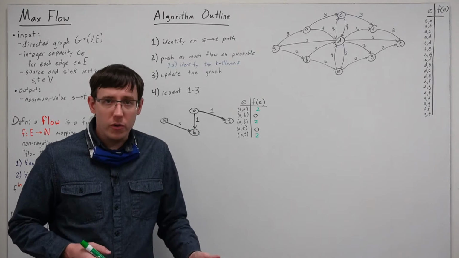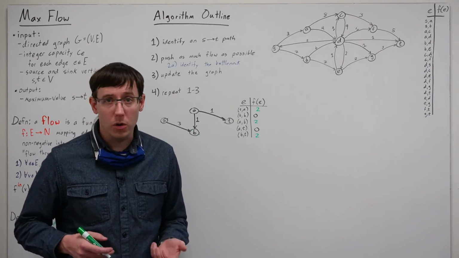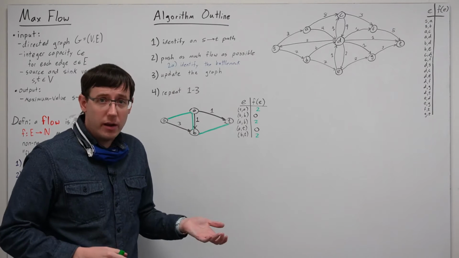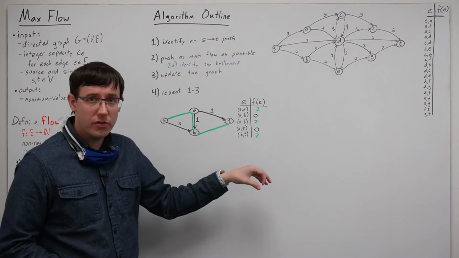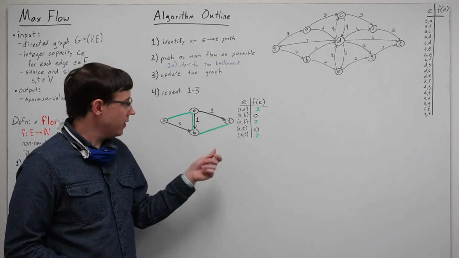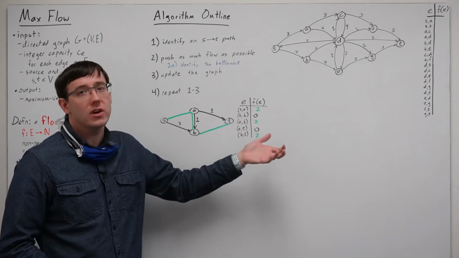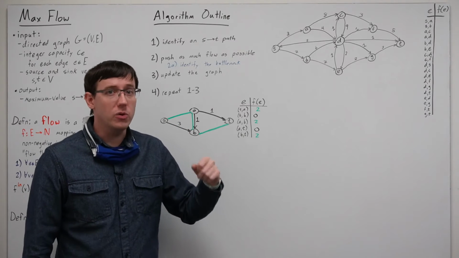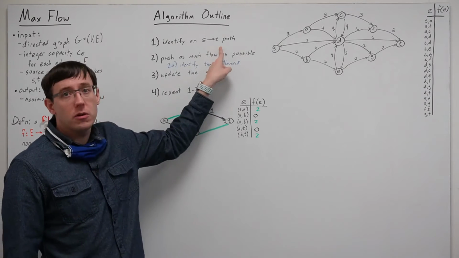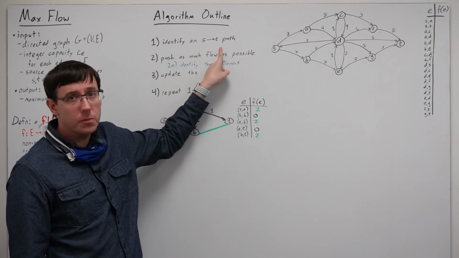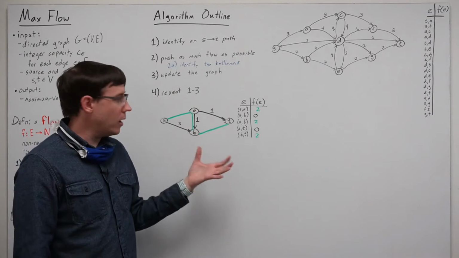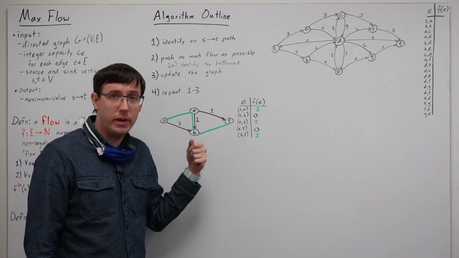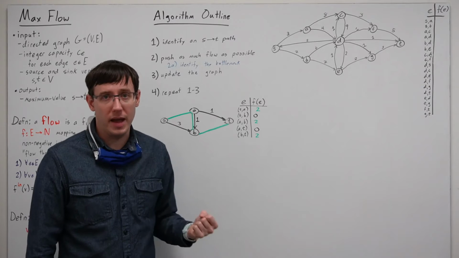Well, the core issue was that we chose an inefficient path. As it turned out, this first path that we chose wasn't making the best use of the available capacity, so we need to come up with a way to either ensure that we pick good paths, or to allow ourselves to go back on our choices if we happen to pick a bad path.